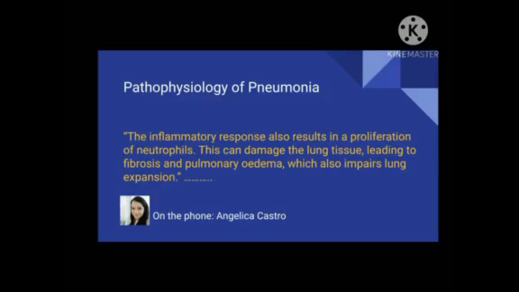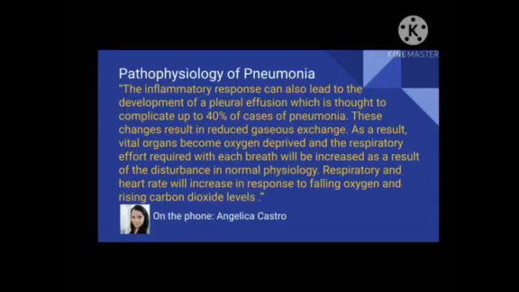This can damage the lung tissue, leading to fibrosis and pulmonary edema, which also impairs lung expansion. The inflammatory response can also lead to the development of a pleural effusion, which is thought to complicate up to 40% of cases of pneumonia. These changes result in a reduced gaseous exchange. As a result, vital organs become oxygen deprived, and the respiratory effort required with each breath will be increased as a result of the disturbance in normal physiology. Respiratory and heart rate will increase in response to falling oxygen and rising carbon dioxide levels.